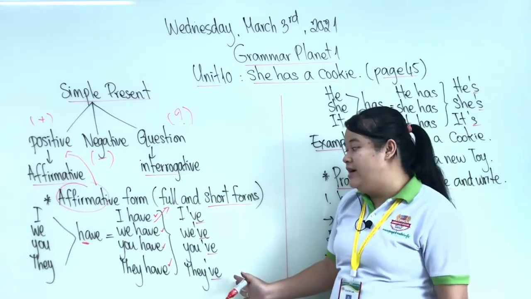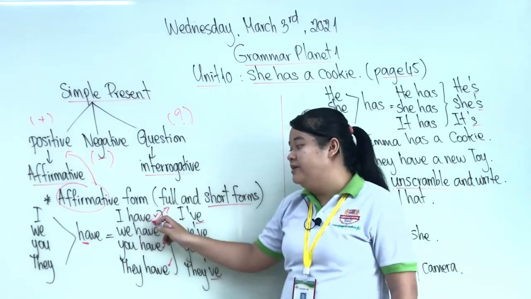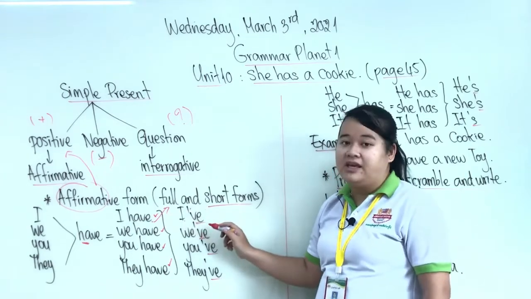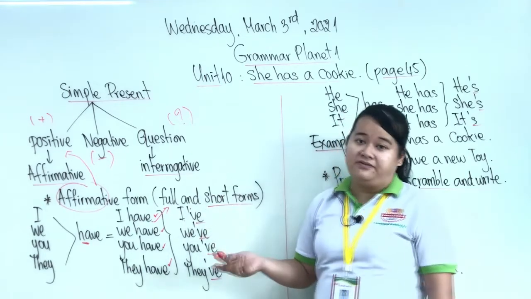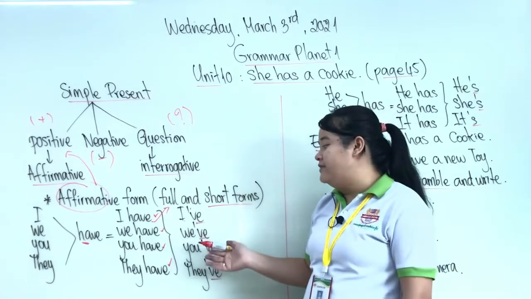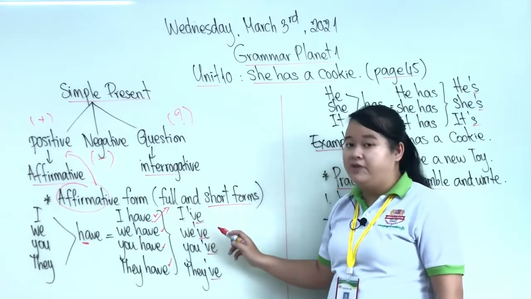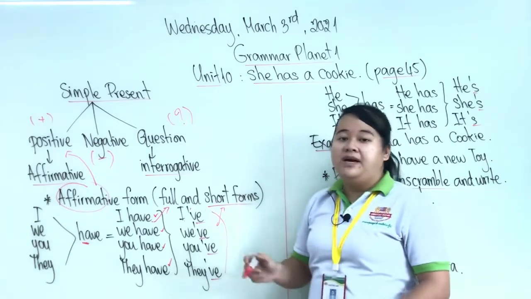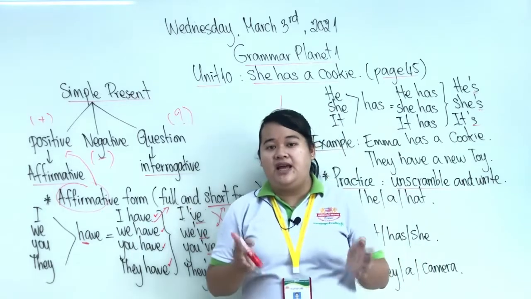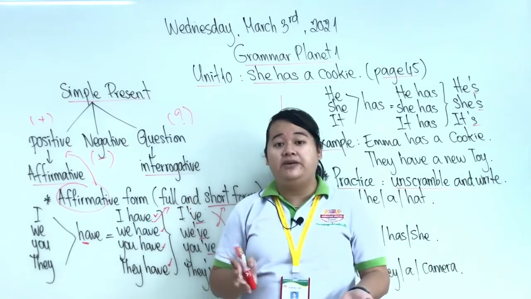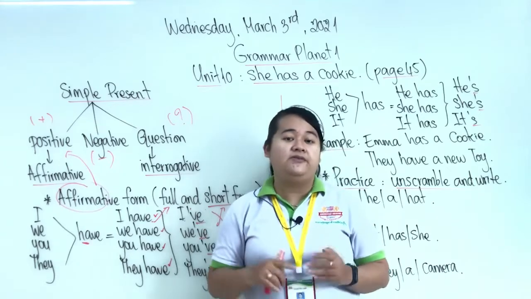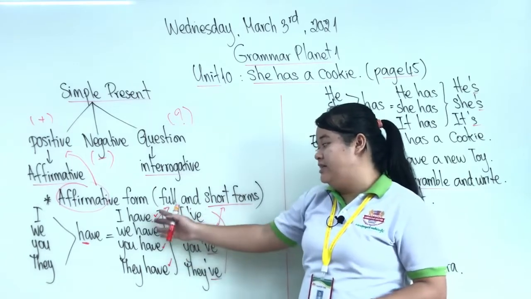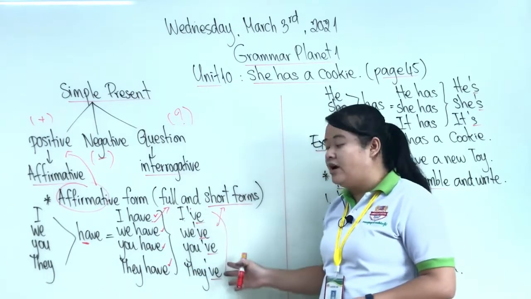The way you write the short form, for example I have: if you want to write in short form, it is I, apostrophe, ve. So you can read I've, right? We have is the same: we, apostrophe, ve. We call this the short form. So remember everyone, have we use with I, you, we, they, and we can write it in two ways: one is full form and one is short form, right? Here is the full form and here is the short form.